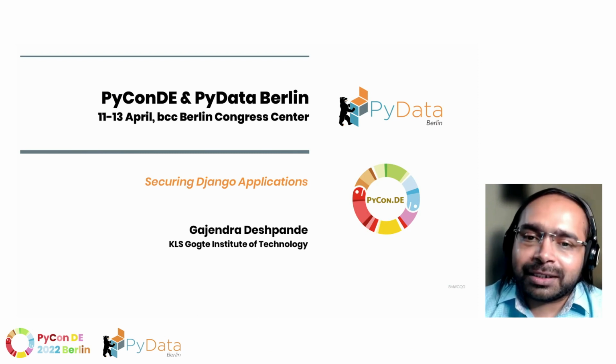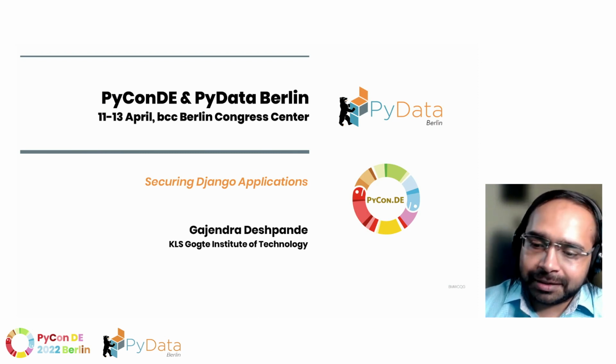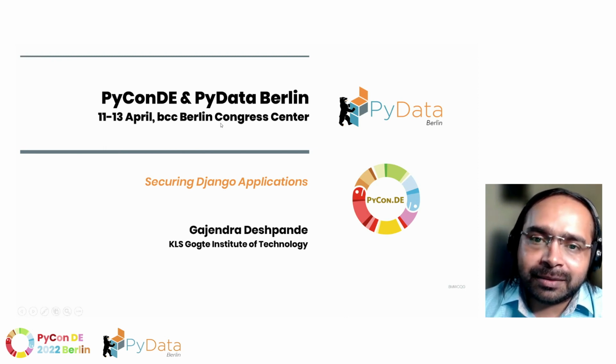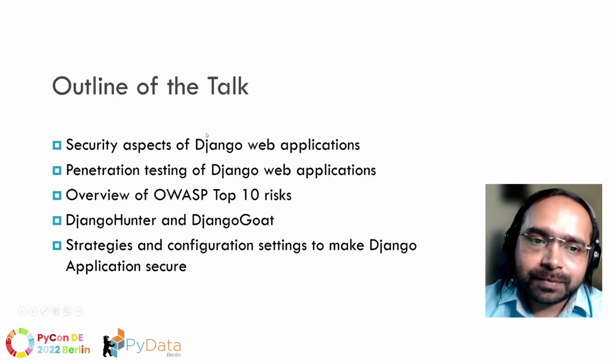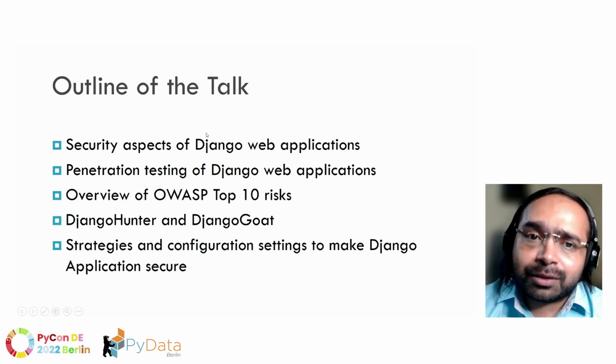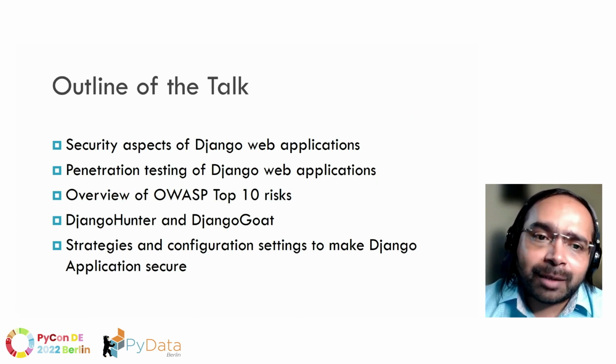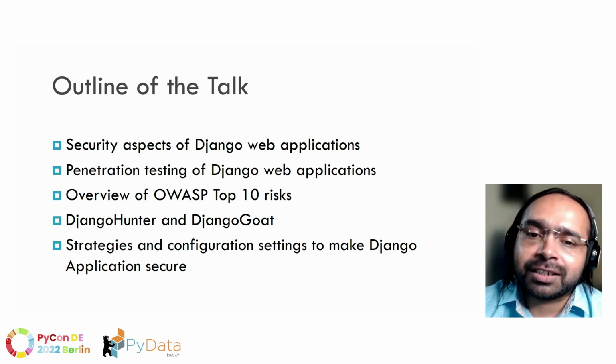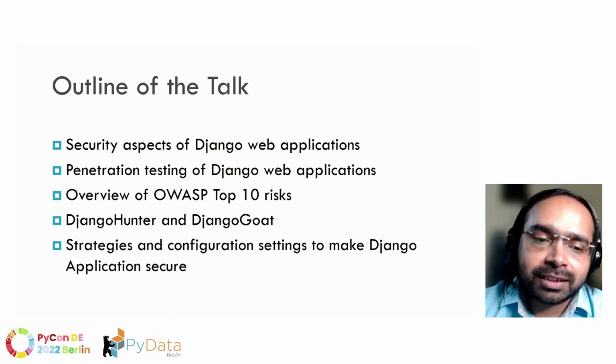Today, I'll be talking about securing Django applications. So let's see, in brief, what am I going to speak. I'm going to cover security aspects of Django web applications, then penetration testing of Django web applications, overview of OWASP top 10 risks. So OWASP stands for Open Web Application Security Project. That's the non-profit organization which looks after various vulnerabilities with respect to web applications.